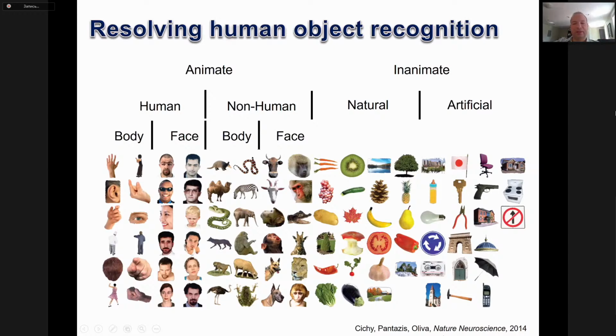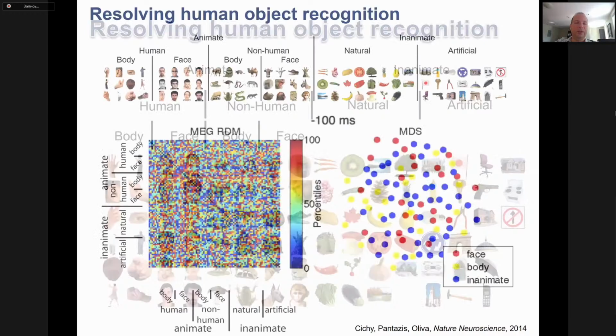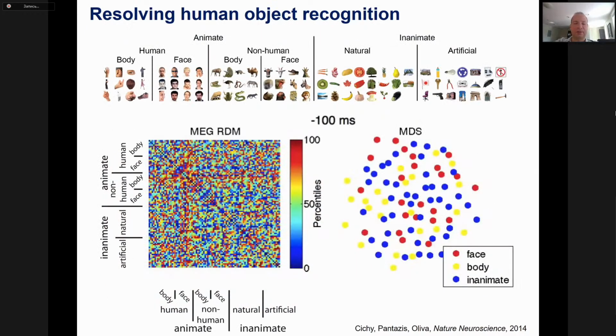So we presented 92 different image stimuli, each of them belonging to ordinal and subordinal categories. So you see here, there are animate and inanimate objects, with further subdivisions of human and non-human, and then bodies and faces, and we also have natural and artificial objects. So these are concepts that we wanted to see how the brain processes, whether there are signals that encode these concepts in a different way in the brain, and what are the dynamics and where in the brain this happens. So we applied these machine learning tools, and we got these decoding matrices that I mentioned earlier.